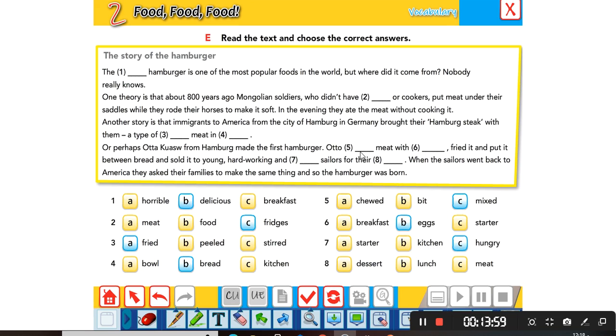Number 8, for their space. For their dessert, lunch, or meat? Which word makes sense here? For their meat? No. For dessert? No, it's not a dessert, it's a lunch. Well done. Great job, guys.